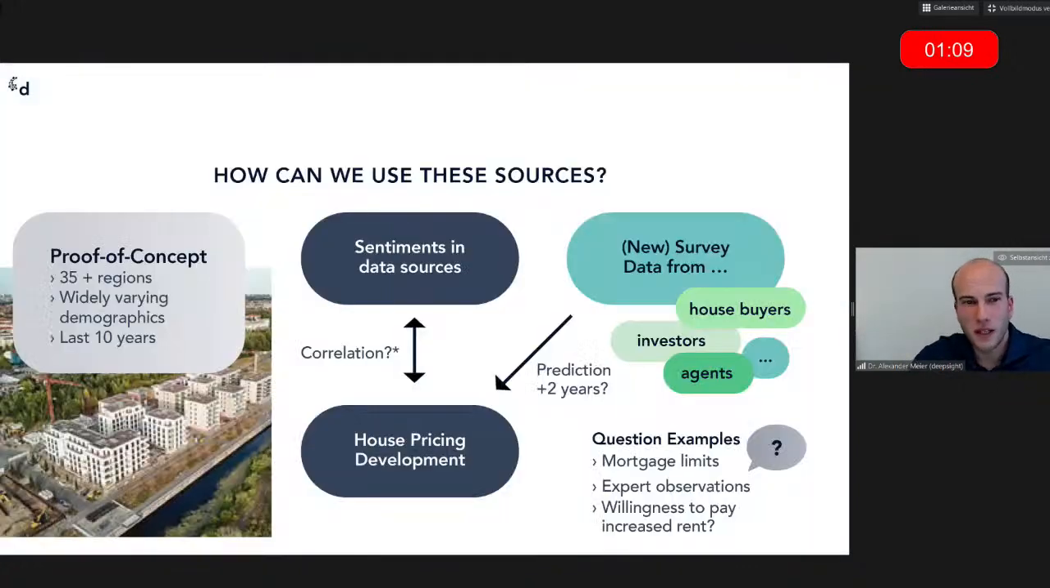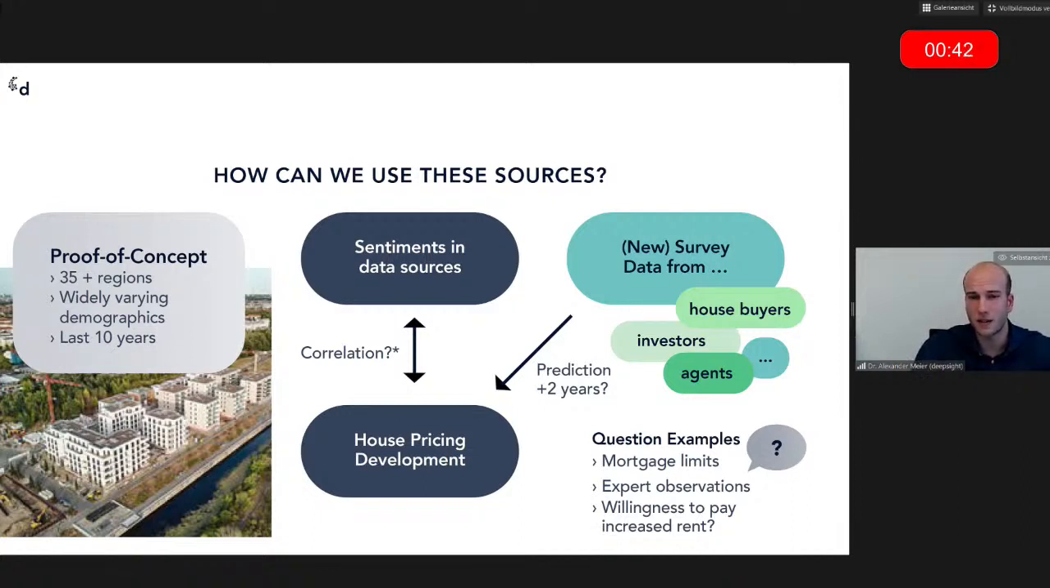Okay, so how could we use these sources? We will propose a proof of concept, which is, well, a little bit like a paper that was in the challenge. So we could pick like 35 regions in Germany, from villages to big cities with widely varying demographics. For example, we could look at the last 10 to 15 years and see if the sentiments or the moods in these different data sources correlate with the house pricing development.